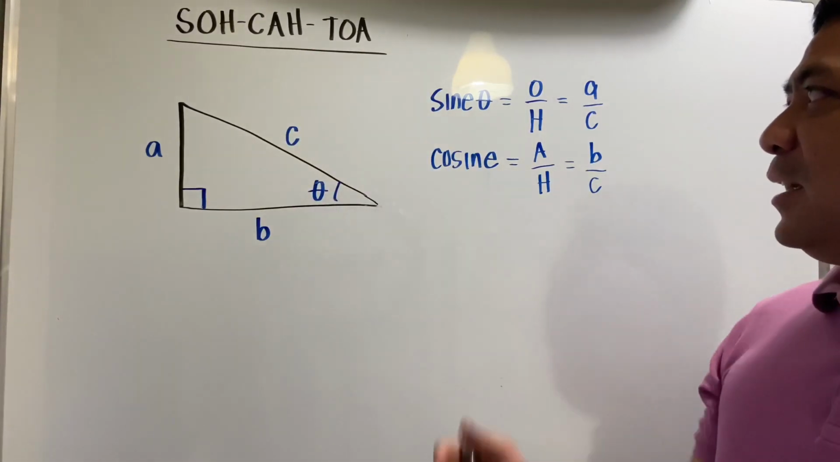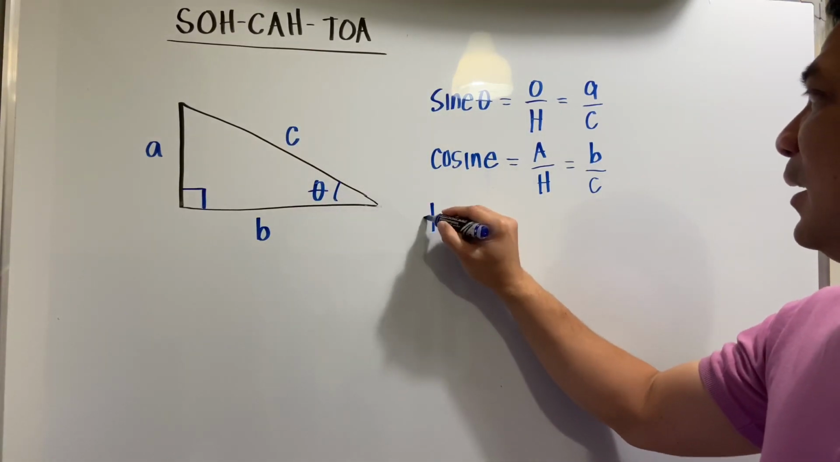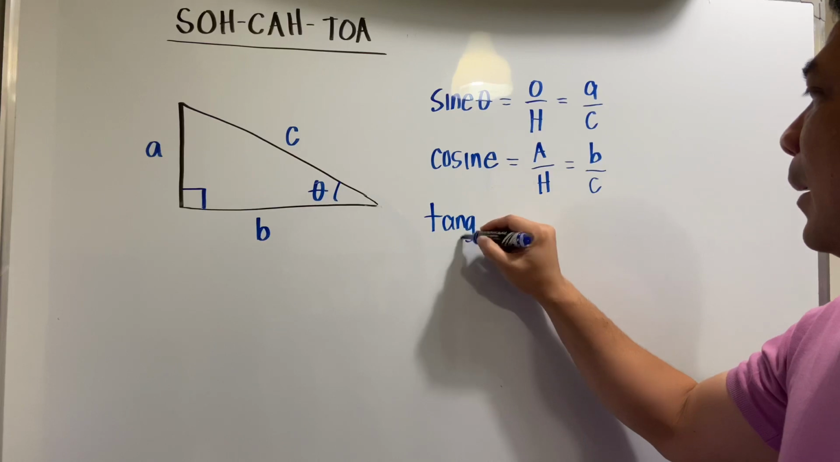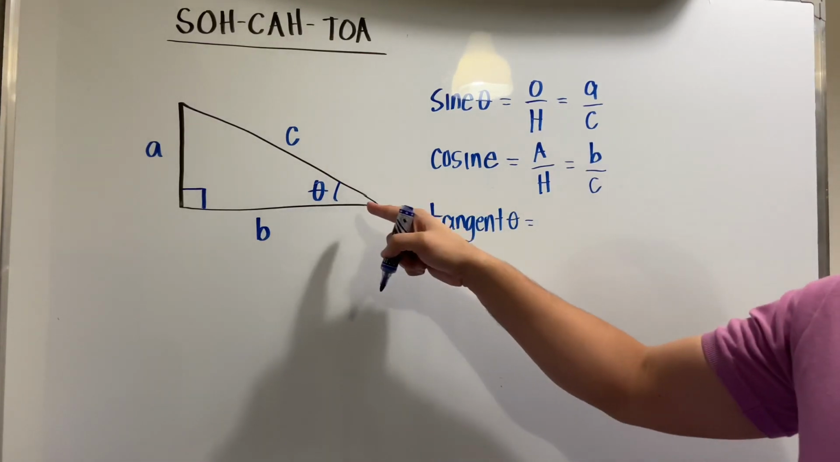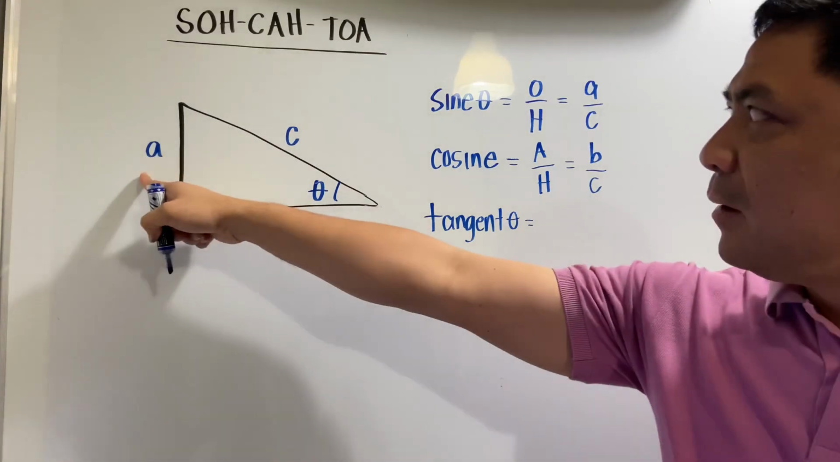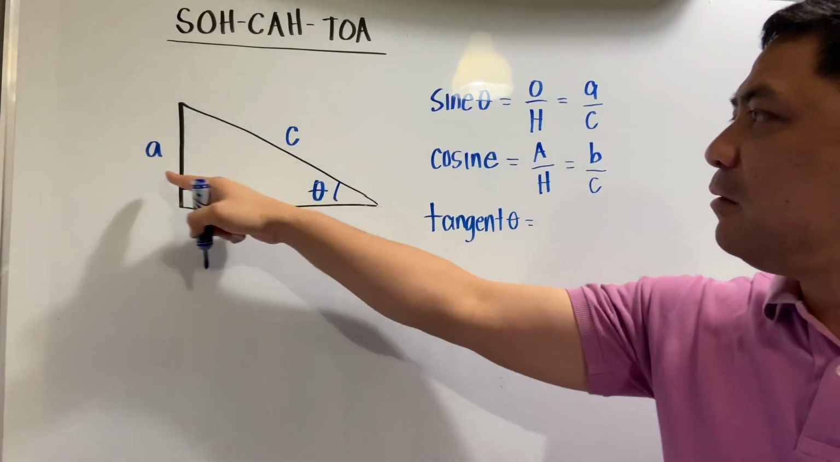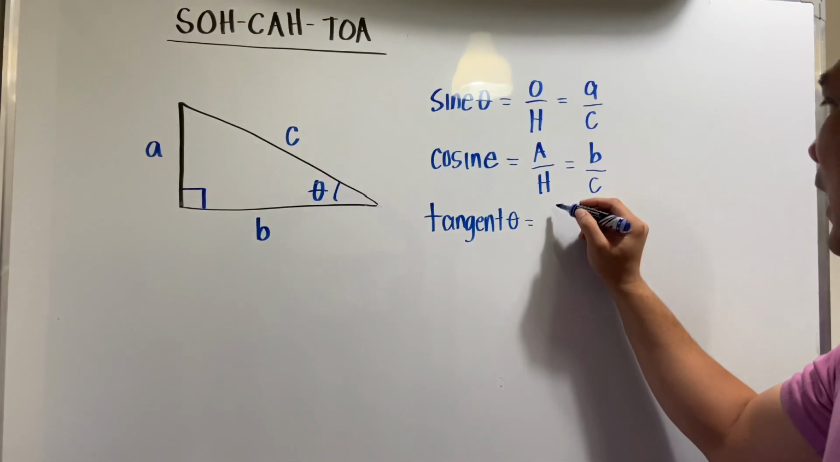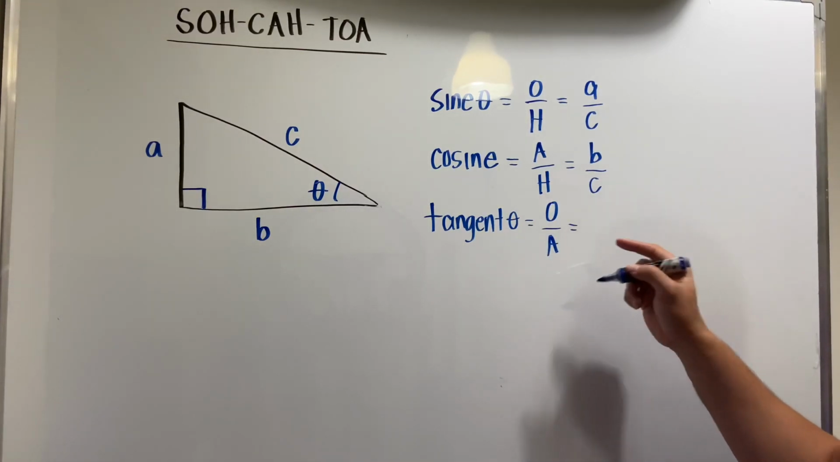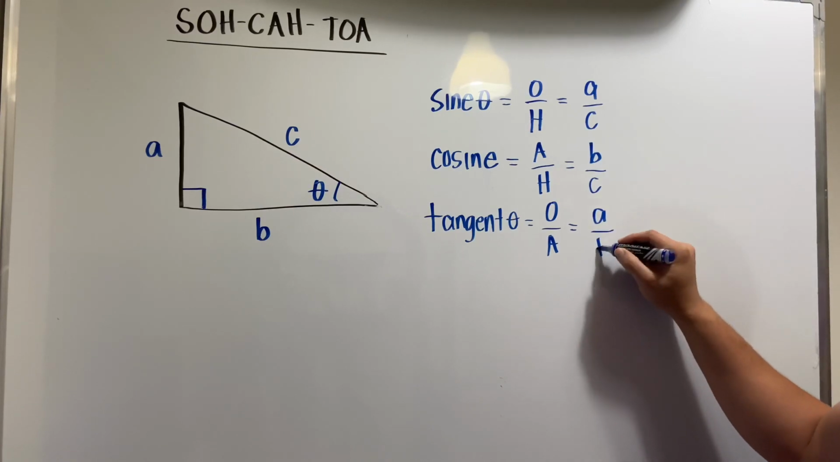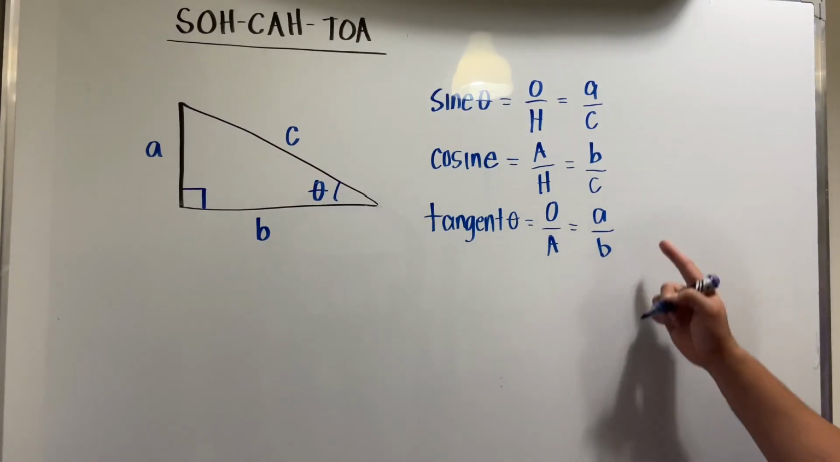TOA means tangent. So tangent theta is equal now to your opposite over adjacent. Opposite over adjacent, so that is your tangent, which is equal to A over B in terms of the sides.